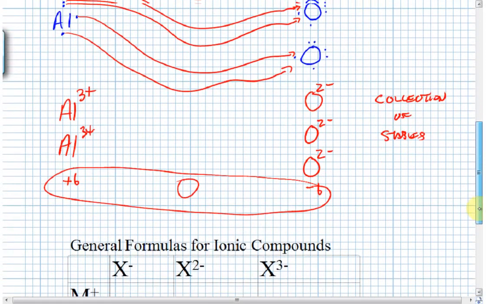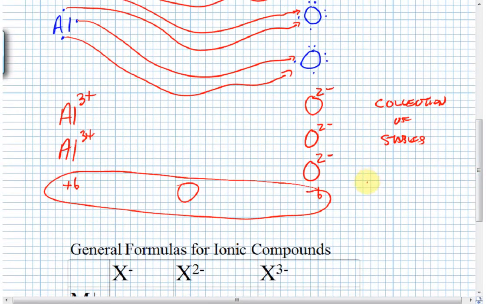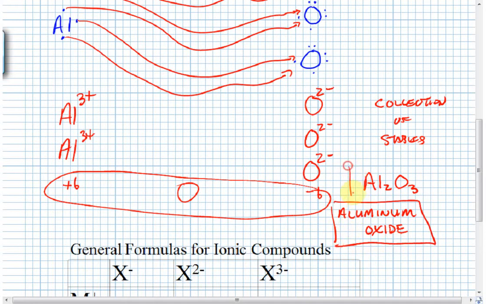This compound is going to have a formula of what? Al2O3, and we call it aluminum. We start to say oxygen, but then we chop off most of the name and call it oxide. So the compound's name is aluminum oxide. The compound's formula is Al2O3.